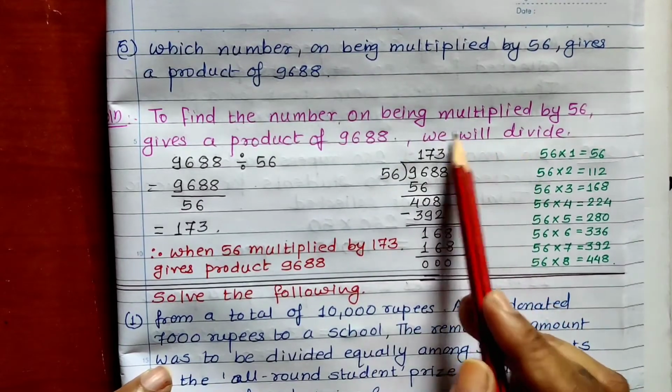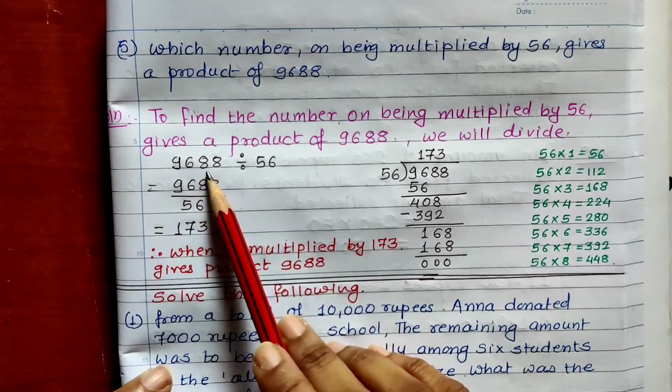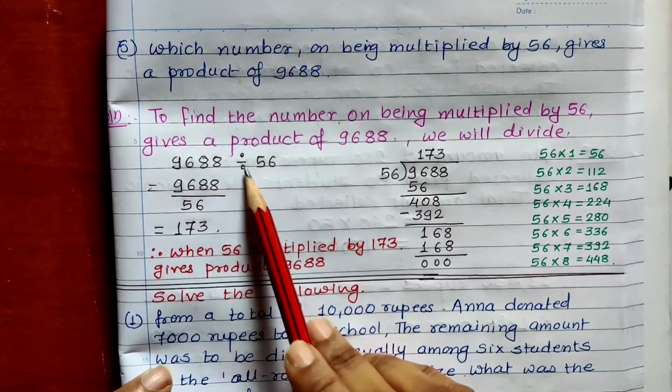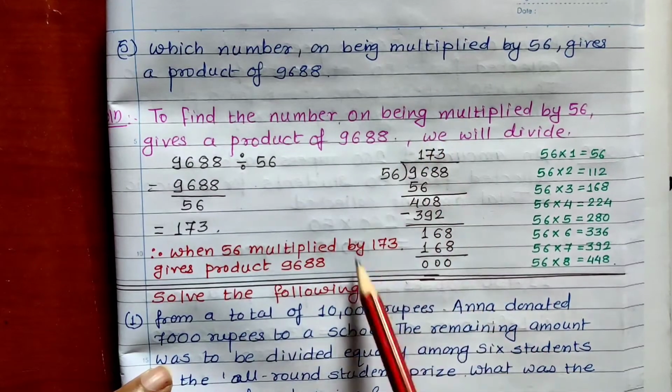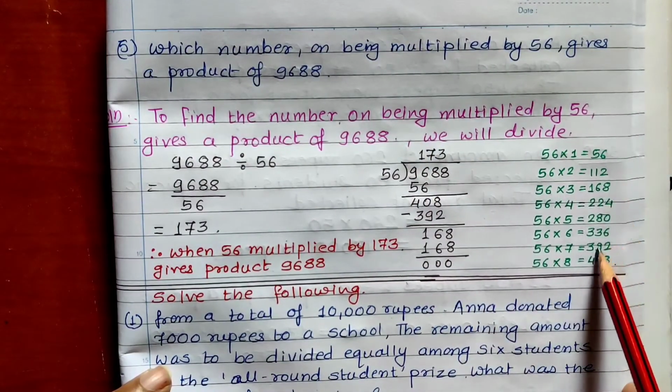What we have to do? We will divide. We will divide what? We will divide 9688 by 56. 9688 divided by 56. So simple division once again we will have to do. Here as you all can see, I have prepared the table of 56.